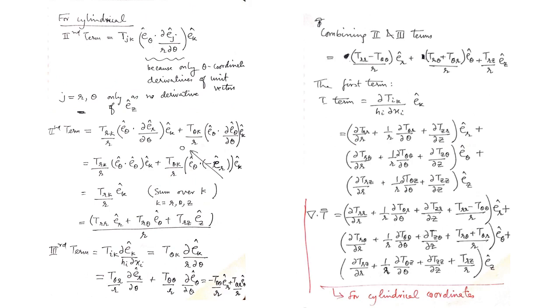So now when I look at the cylindrical coordinates, I start directly with the second term, and the second term is Tjk, and again I fix i as theta, because only theta coordinate derivatives of unit vectors are there. So the term looks like this, and j, as I said, needs to be varied only over r and theta, because z doesn't have any unit vector derivative. Therefore the second term is expanded by summing over j and k.